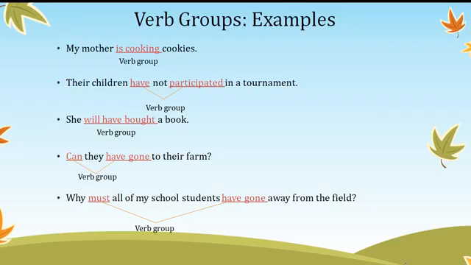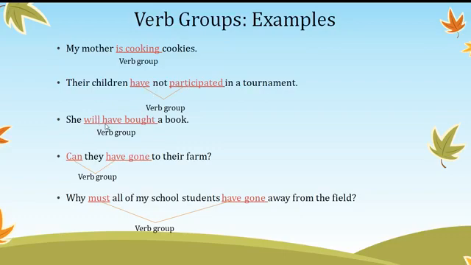Examples I'm giving you. My mother is cooking cookies. What is the verb group? Is cooking. Is, because that is the be verb, and cooking is what? Ing verb. That is the verb group. Their children have not participated in a tournament. What is the verb? Have. Have always takes V3 form. What is that? Participated. So have and participated is the verb group.